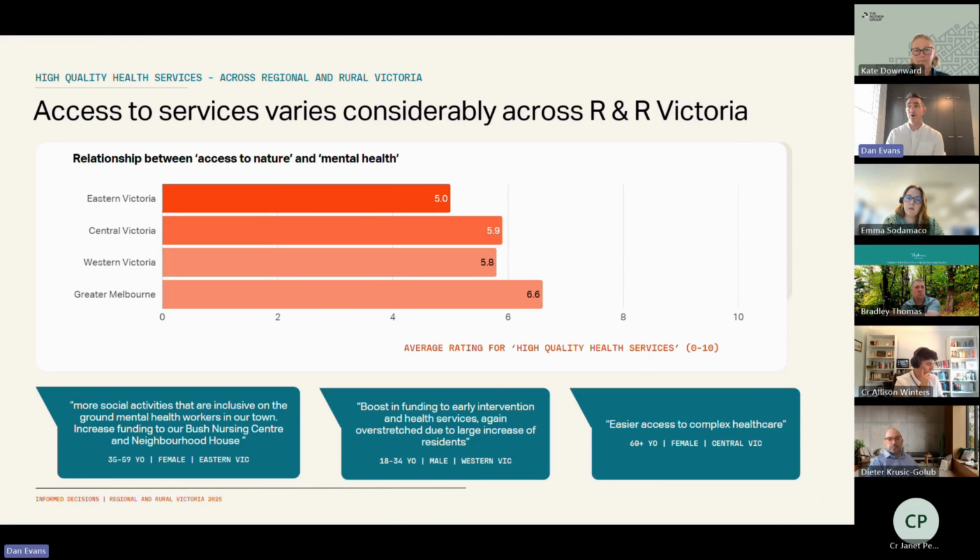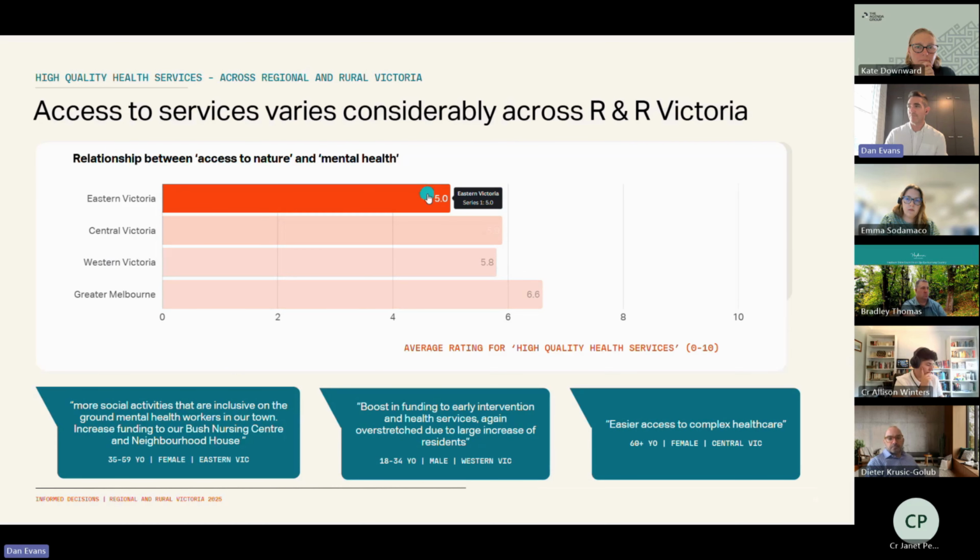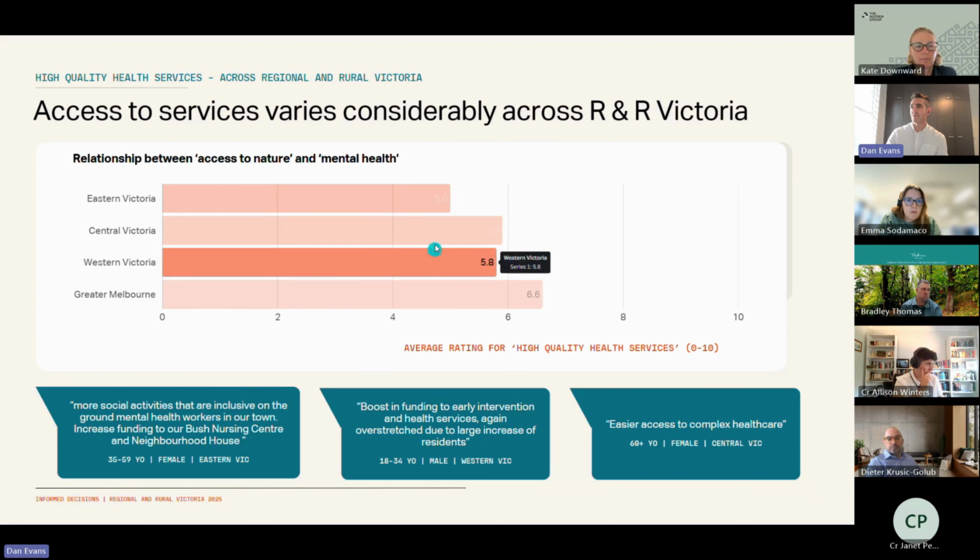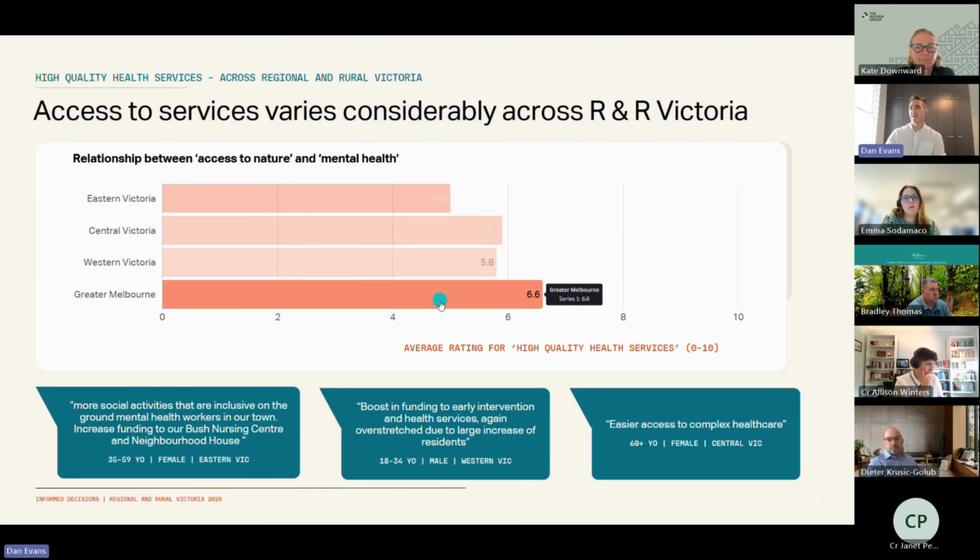Just zooming in now on Eastern Victoria, Central Victoria, and Western Victoria. Again, the Eastern Victorians rate their health services 5 out of 10. Central Victorians and Western Victorians 5.9 and 5.8 out of 10. Greater Melbourne 6.6 out of 10. So there's clearly a gap there in Eastern Victoria, clearly a gap there in Greater Melbourne.